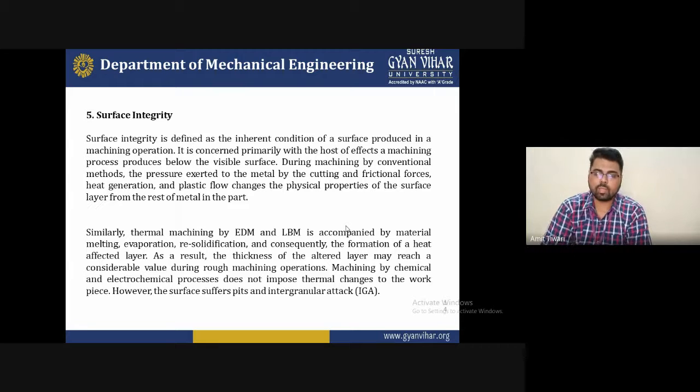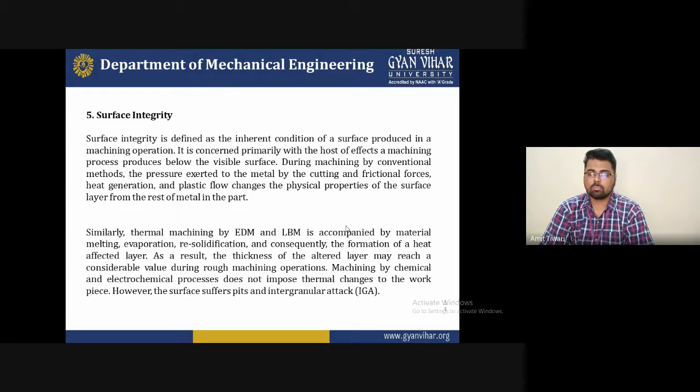During conventional machining, the pressure exerted on the metal by the cutting and the friction forces, the heat generated, and plastic flow change the physical properties of the surface layer from the rest of the metal in the part. Similarly, thermal machining by EDM and LBM is accomplished by material melting, evaporation, solidification, and consequent formation of a heat-affected layer. As a result, the thickness of the altered layer may reach a considerable value during rough machining.